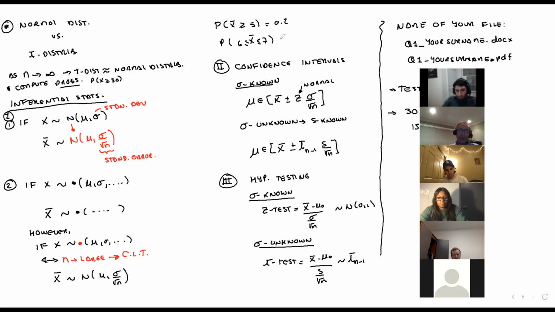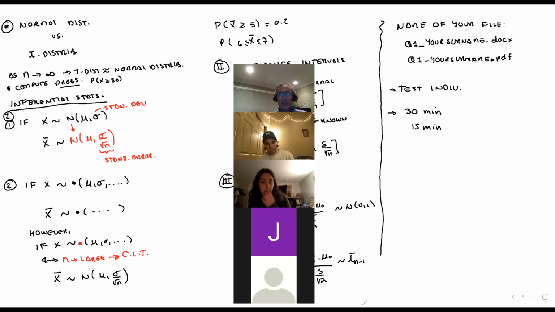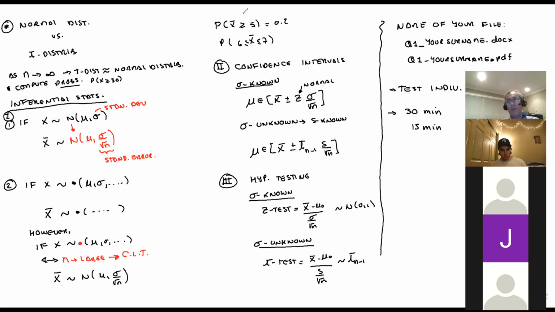What else, guys? Questions, another question. So what about the question type? Okay, what do you mean by question type? Like you have true or false? No, forget about that. No. It's going to be like this. I give you numbers, compute this probability. I give you X bar, I give you this, and I give you a confidence level. Okay, give me the confidence interval.